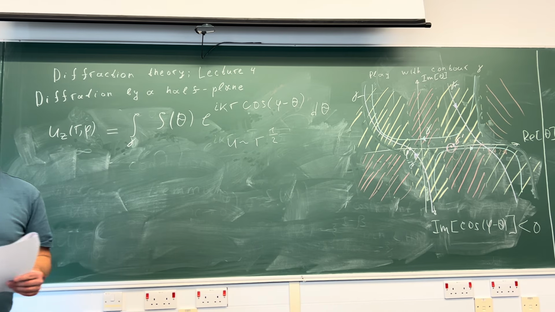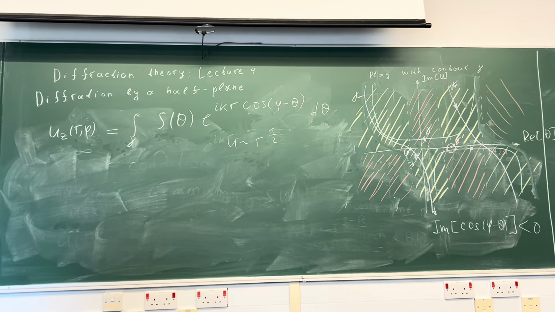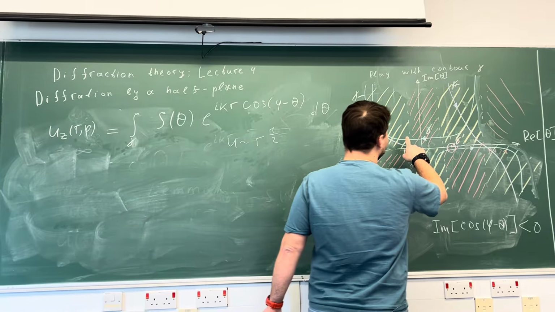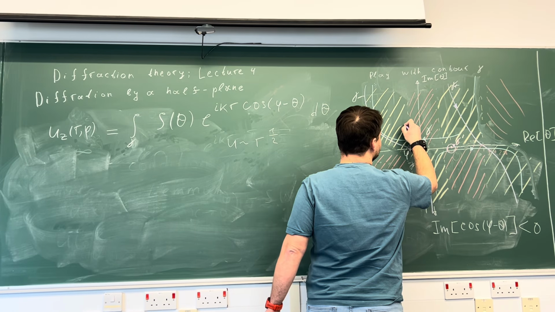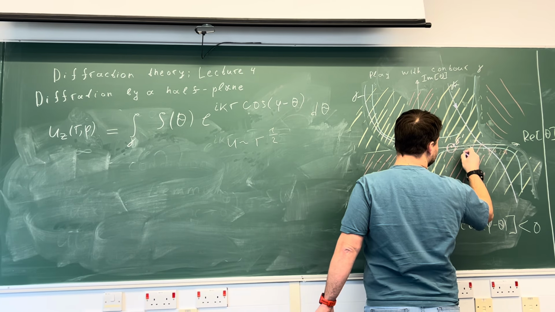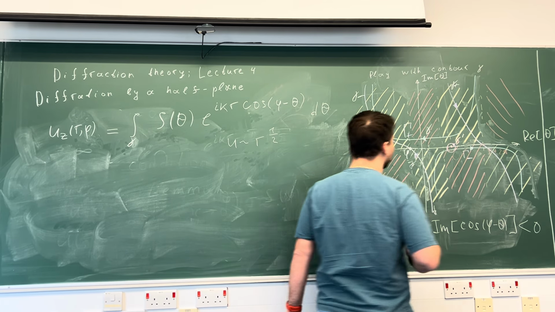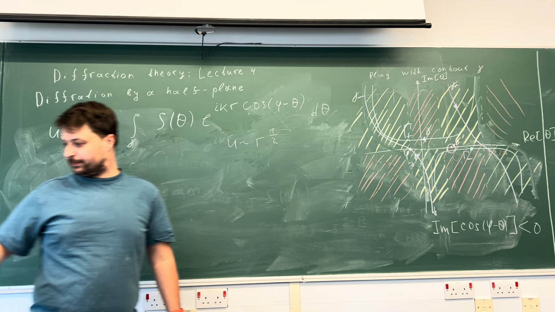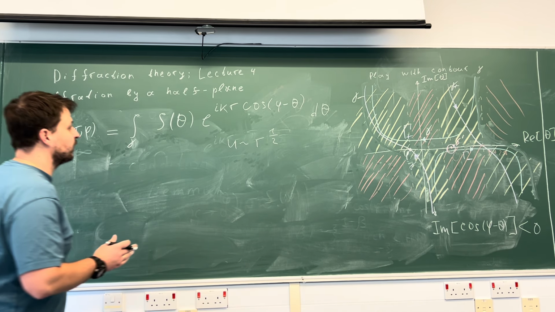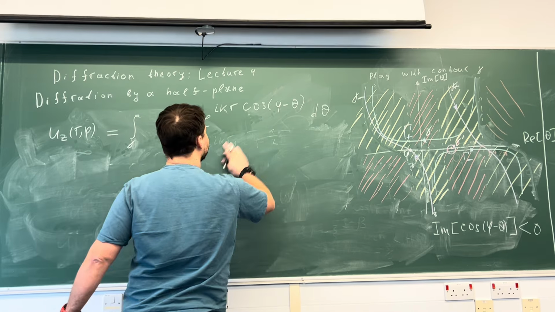So, I consider the integral only on this arc. Let's call this arc gamma plus, this arc we will call gamma minus. And so let's rewrite this Sommerfeld integral in the following form.